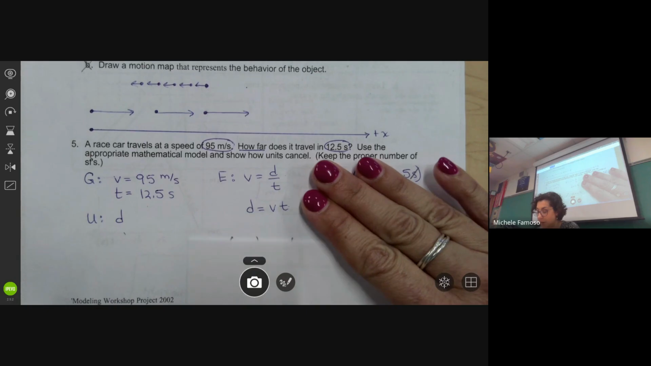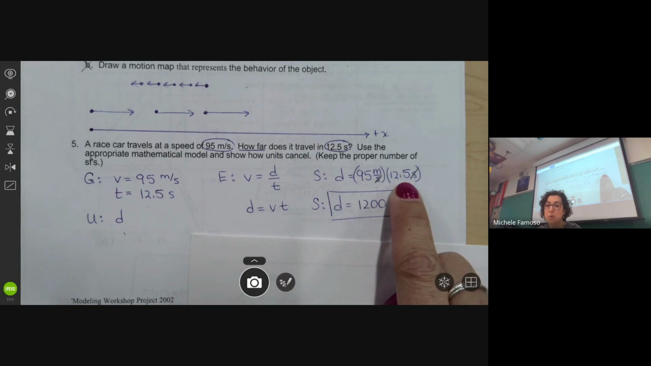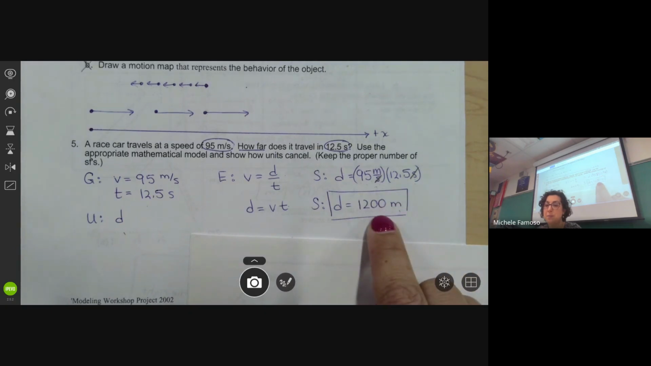Now I'm going to plug in. So that's 95 meters per second times 12.5 seconds. I need 2 sig figs on my answer. So that should have been rounded to 1,200 meters.